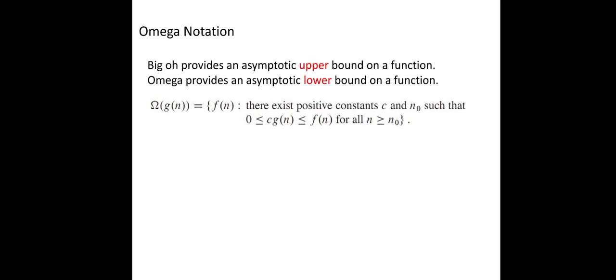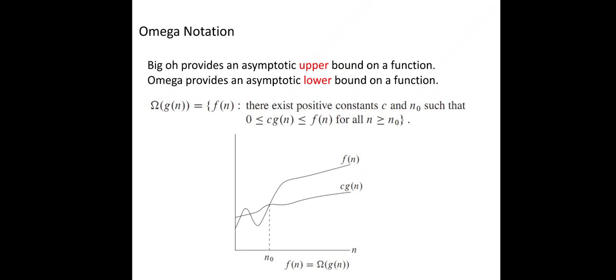Omega notation. So big O provides an asymptotic upper bound on a function. Now omega provides an asymptotic lower bound on a function. So if you see, omega of g of n is equal to f of n, there exist positive constants c and n naught such that 0 is less than or equal to c times g of n, which is less than or equal to f of n for all n greater than or equal to n naught. The graph is as shown.